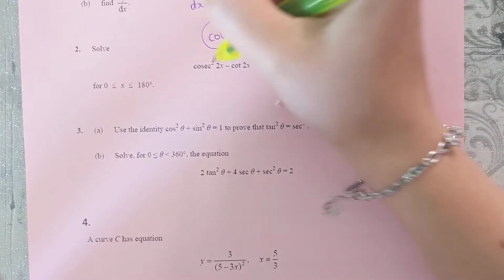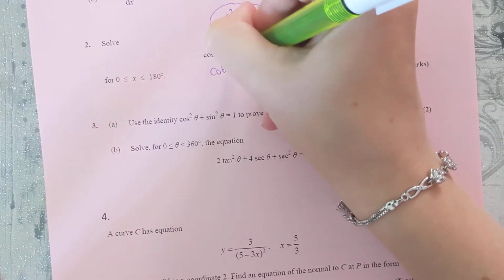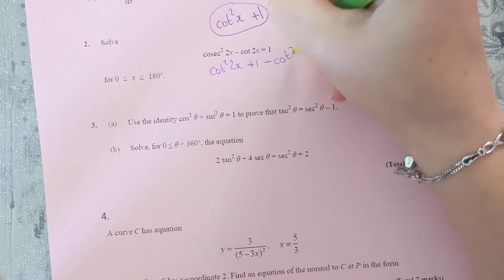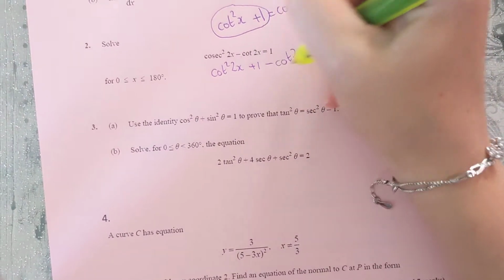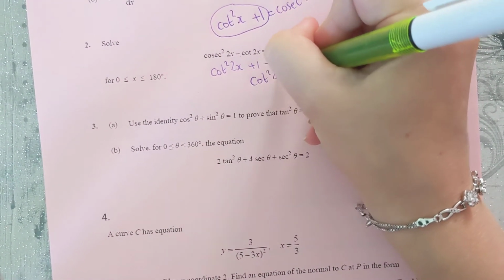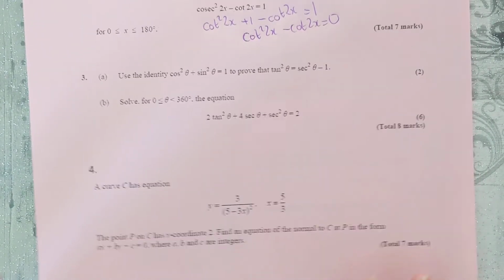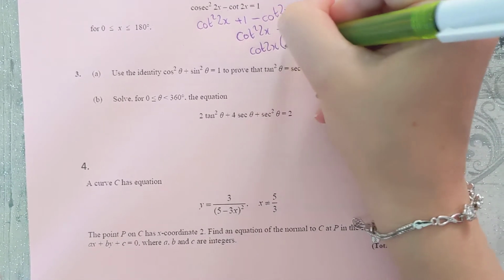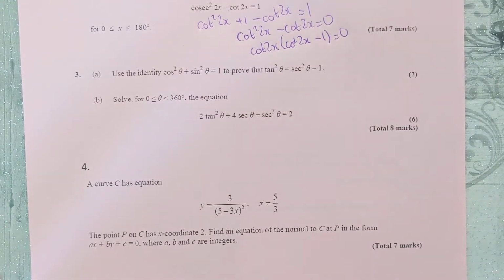You just got to be careful because it is 2x, it's not x. So it will just be cot squared 2x plus 1, and then you've got this minus cot 2x equals 1. So you can simplify that by taking away 1. So if you take away 1, you're going to get cot squared 2x minus cot 2x equals 0. This you can factorise, so you can take out a cot 2x and then you're going to get cot 2x minus 1. So there are two solutions to this.